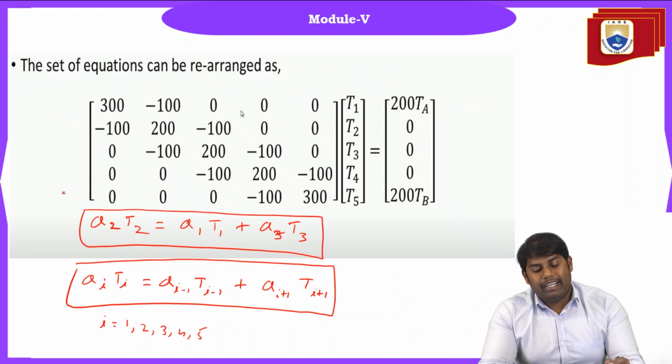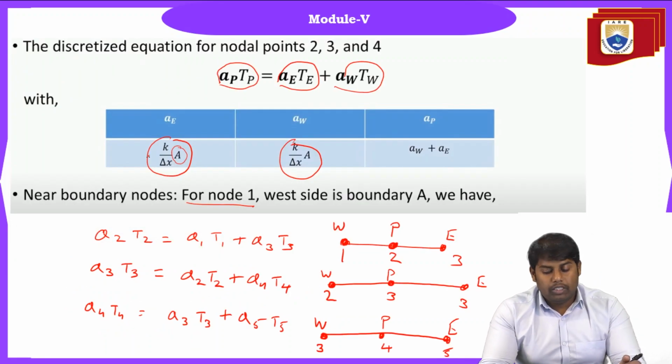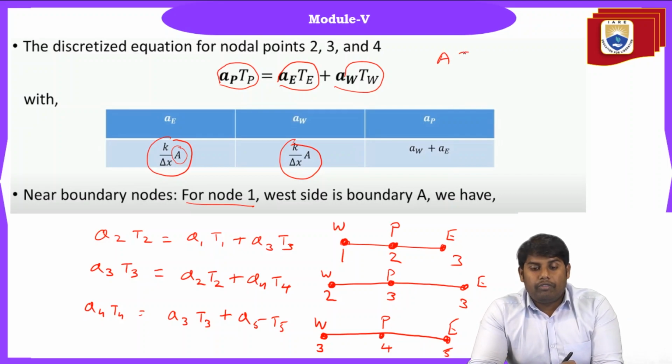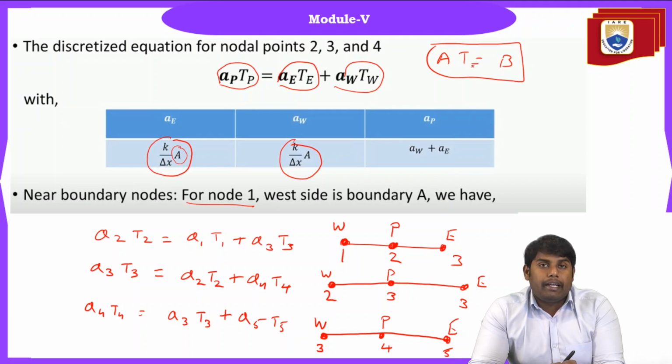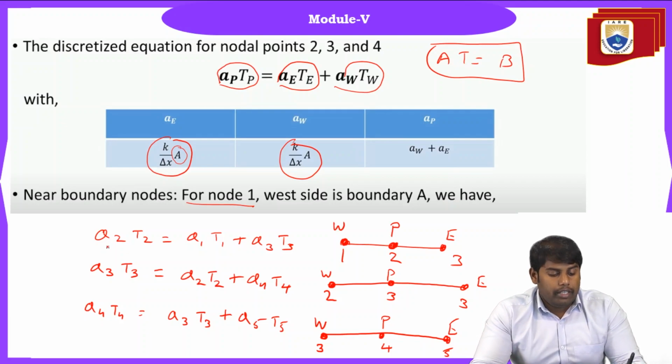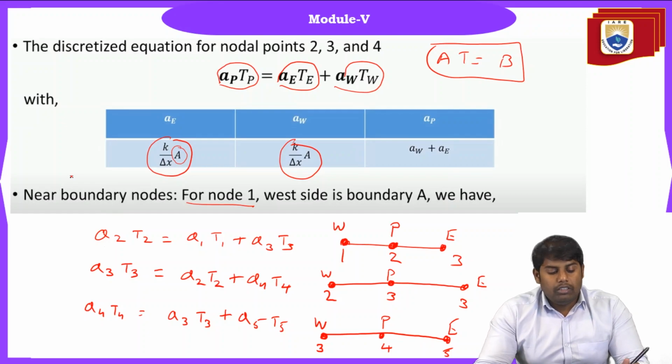Next, when we rearrange, we write it in the form of a matrix. So how do we write it in matrix form? We will have 5 elements, and we will write it in terms of A T is equal to B. What is A? A is nothing but the coefficient matrix, which has A1, A2, A3 and so on. We will write these coefficients, and B is the source terms.